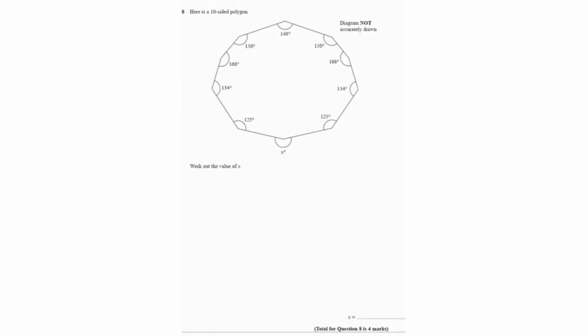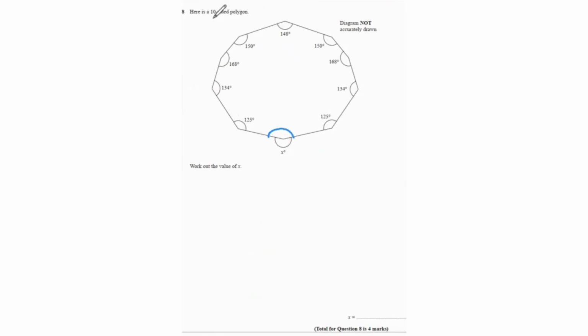In this one, we have a 10-sided polygon. Keyword over here, that's just a polygon. It's not a regular polygon. We have to work out the value of X. So if you notice, they've given all the interior angles except for this one. And once we have this interior angle, we can easily use this to find the value of X.